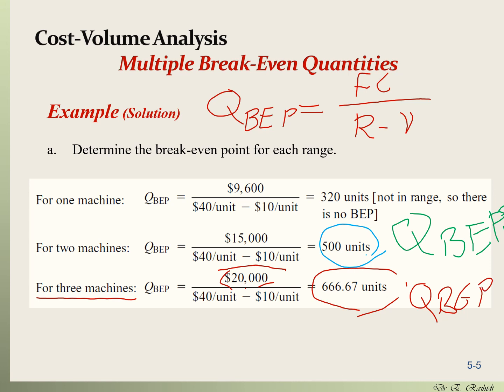So our analysis showed that for the one machine range, we don't have any break-even point. It's all loss. For two machines, the break-even point is 500. For three machines, the break-even point is 666.67. Now let's see the solution to part B.